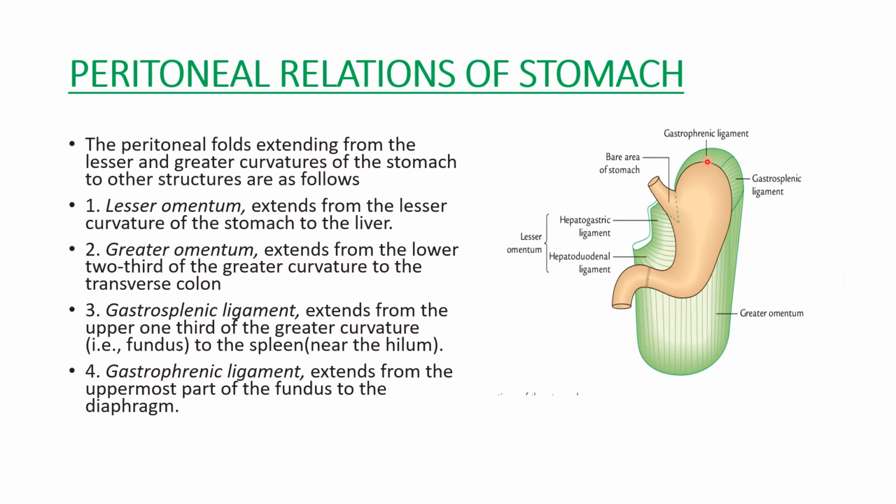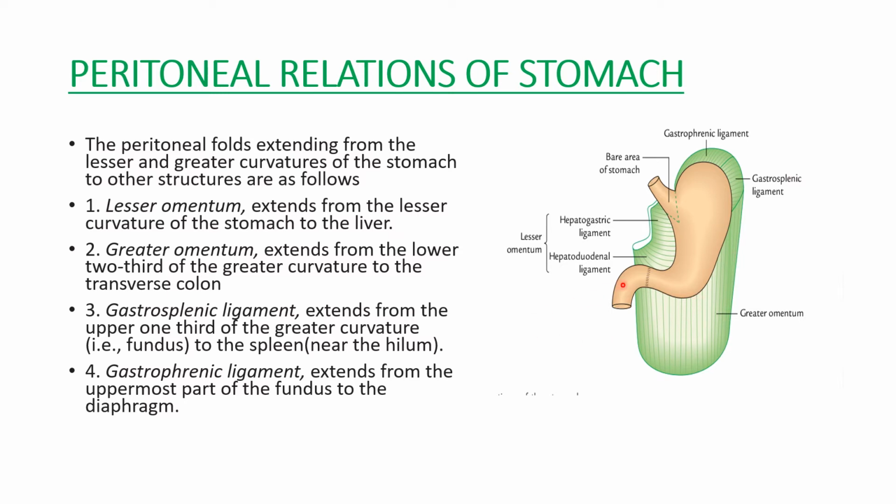We have the gastrophrenic ligament. As the word says, gastro means stomach, phrenic means diaphragm. It extends from the greater curvature of the stomach to the diaphragm. Gastrosplenic, gastro means stomach, splenic means spleen, from the greater curvature of the stomach to the spleen. And we have the greater omentum, which occupies the larger part of the greater curvature, and extends from the greater curvature of the stomach to the transverse colon.